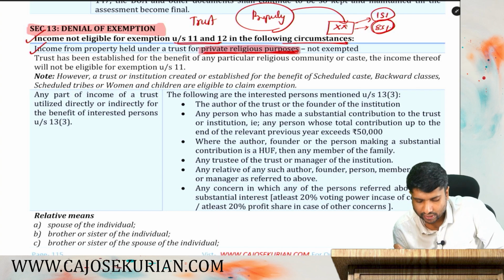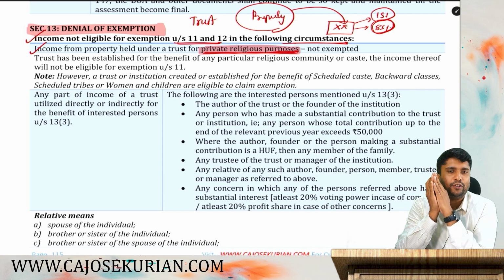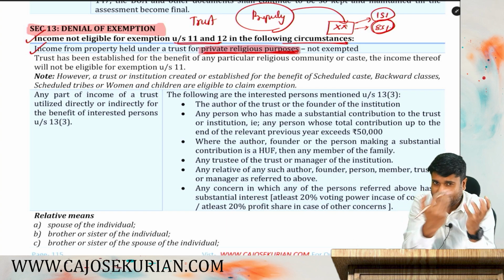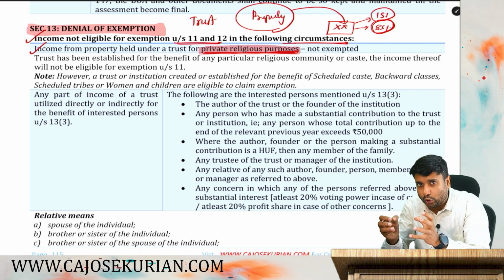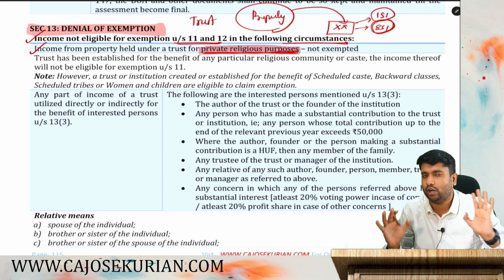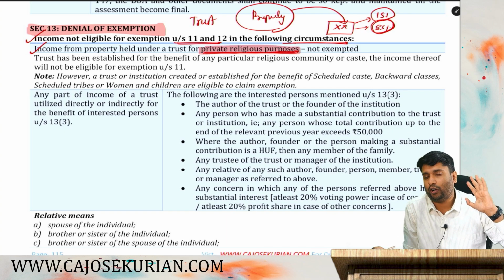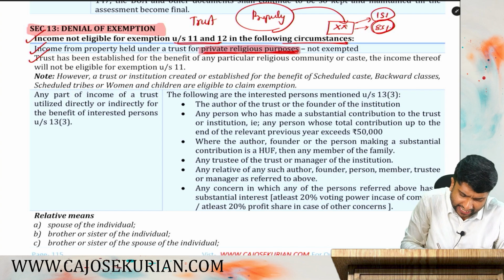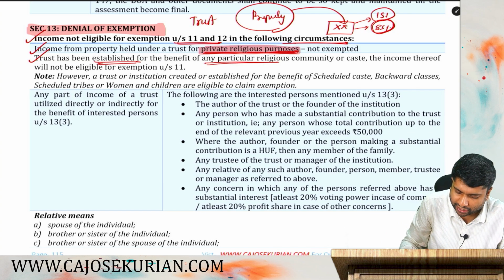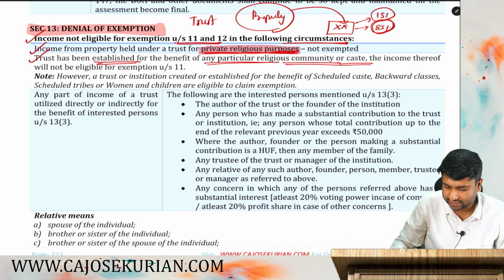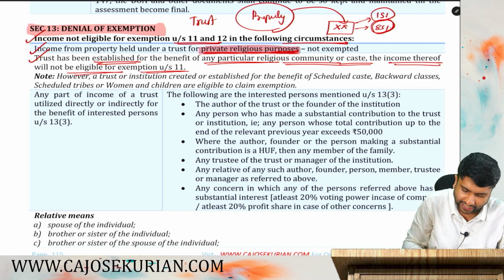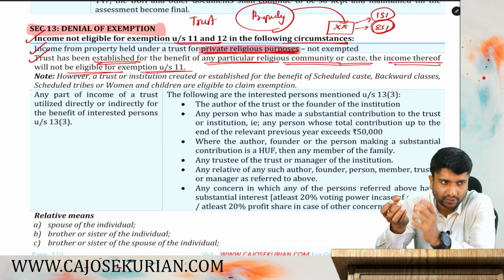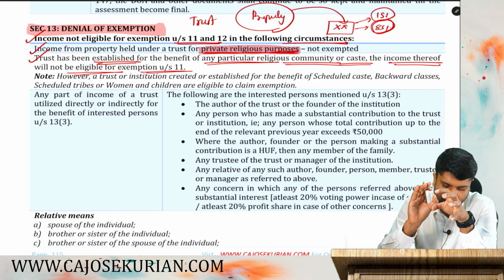Are you with me? If you have a property and you are using that income only for a private religious purpose, that means you are restricting the usage only to a certain group of people based on religion. That is not acceptable. On that entire income, you are not eligible for any accumulation and application. Moving on. The trust has been established for the benefit of any particular religious community or a caste. Income thereof will not be eligible for exemption under 11. If you have created a trust for a particular religion or a caste only, then you are not eligible for any exemption under section 11.